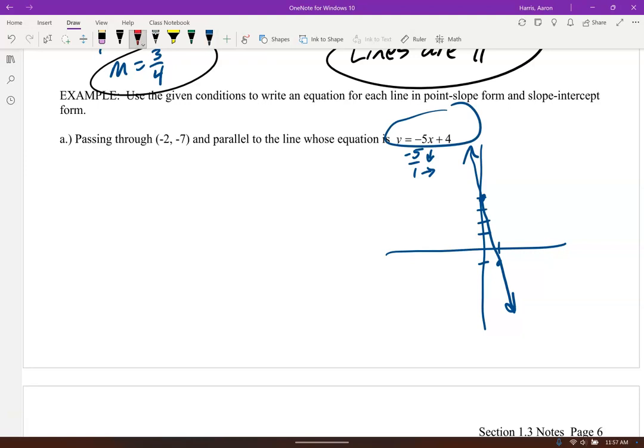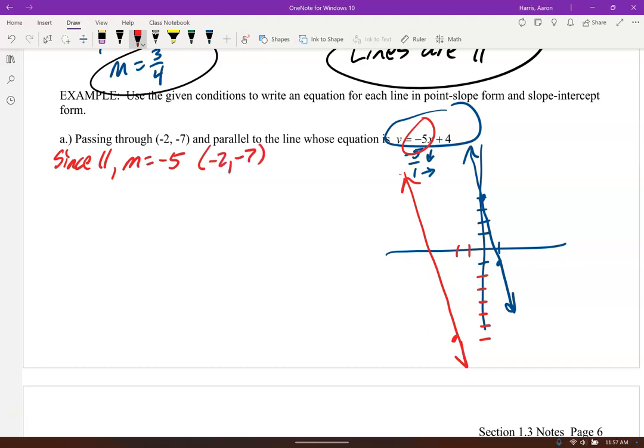Now, I need an equation that goes through negative 2, negative 7, that's parallel to it. Well, if it's parallel, it'll have the same slope. So since parallel, slope is also, remember the slope was negative 5 on the first one? Slope is negative 5, and it goes through the point negative 2, negative 7. Well, I have a point, and I have a slope, so I'm going to use point-slope form to write the equation of the red line.